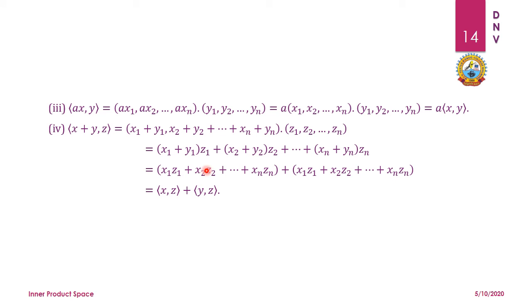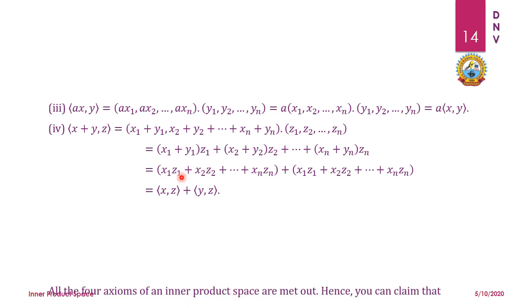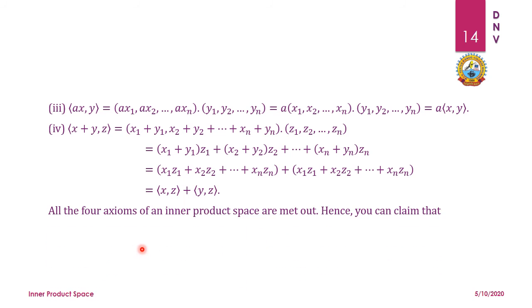So I can very well write that it is x comma z plus y comma z, that is the sum of inner products of x with z and y with z. This proves that R raised to power n, that is Euclidean space, is a real inner product space.